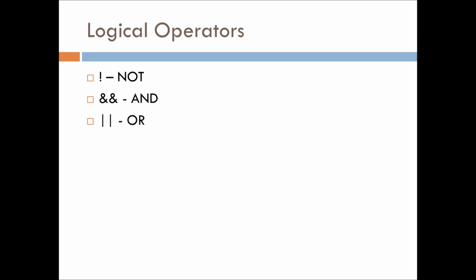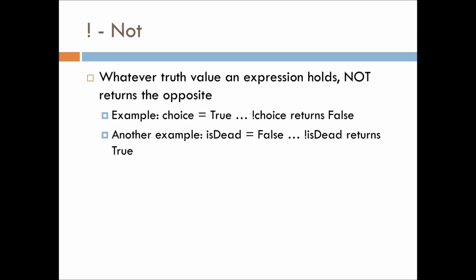So just to be clear, not an and or, but or. Alright, so let's look at the not operation. Whatever truth value, being true or false, for whatever statement or variable an expression holds, whenever you apply not to it, it returns the opposite.